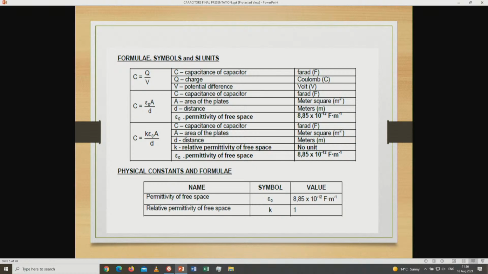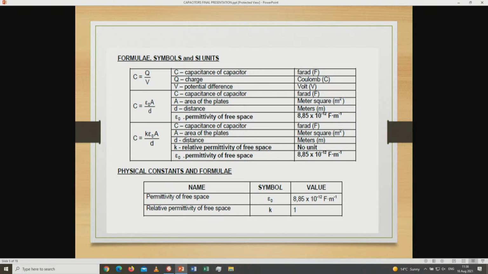Q stands for charge, and the SI unit is coulomb. V stands for potential difference, and the SI unit is volt, denoted by a capital V.